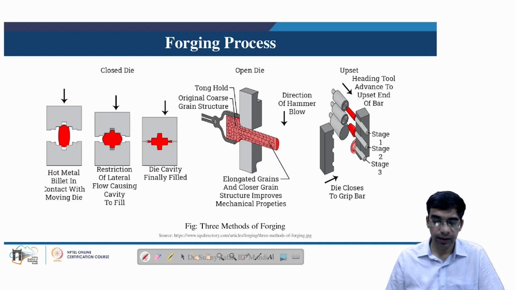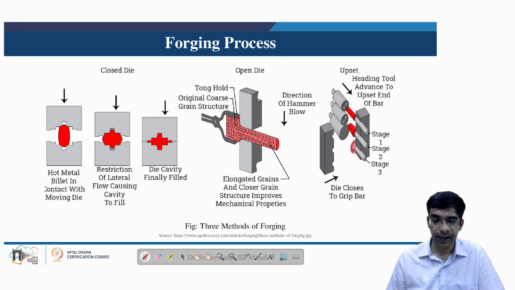Here we can see the three methods of forging. In the first method, we can see the use of the closed die forging process, where the hot metal billet is in contact with the moving die, and as the die moves in the downward direction, thereby applying the compressive forces, we can see the hot metal billet shape up into the cavity of the die, and as more compressive force is applied, the metal completely fills the die cavity.